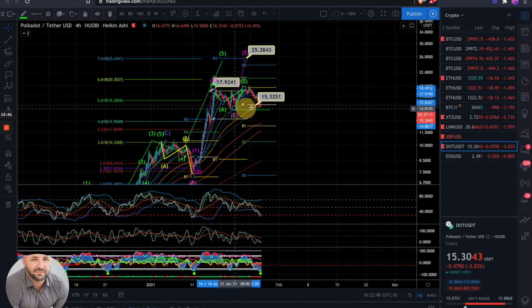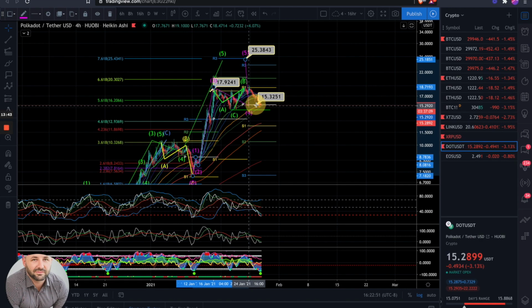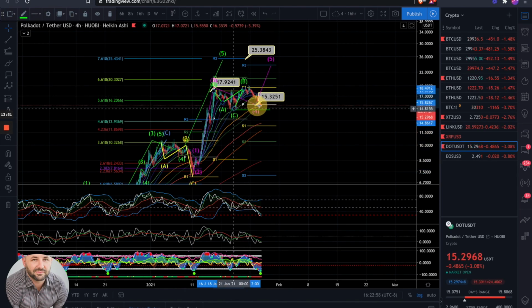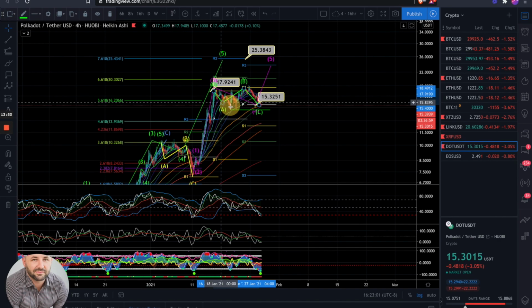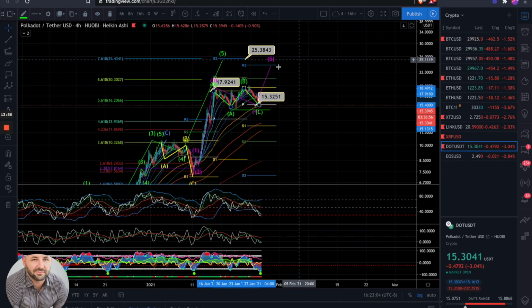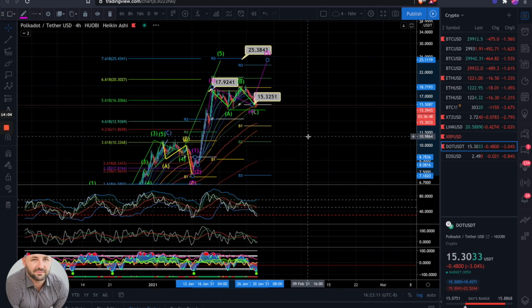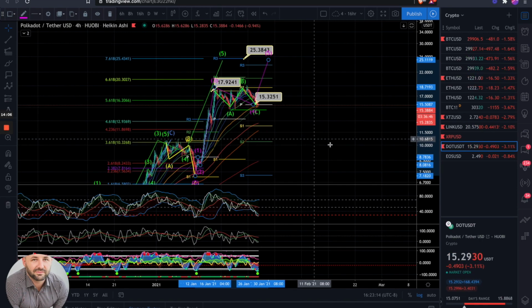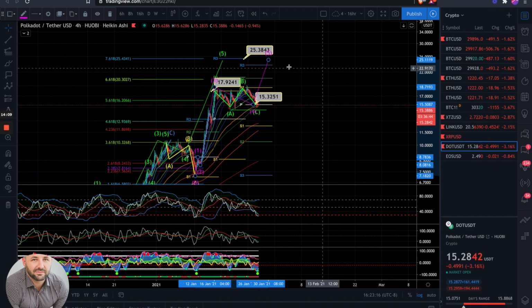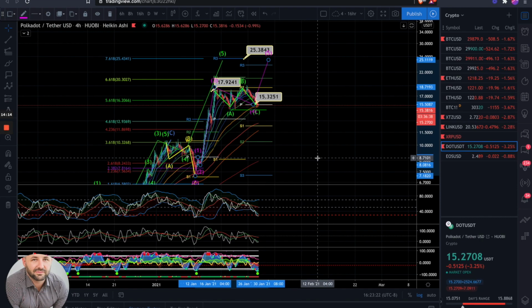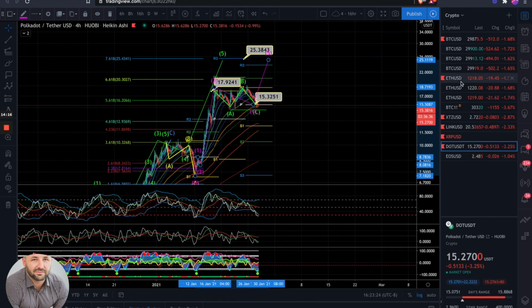This just turned into a larger ABC structure here. Let's see, let's move this guy. Boom, boom, boom. Like so. And yeah, we're looking for another leg to the upside here on DOT. So a little $25 gainer would be pretty sweet. Might not quite get up there, but that's where that 7.6 is for this whole move. So that's where we want to look.